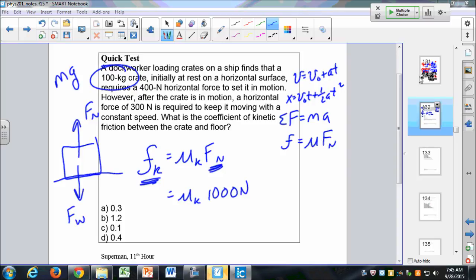And then our kinetic frictional force, it's either this one or this one. It's going to be the lower of those two because this is the force required to keep it moving. The previous one would be what kind of frictional force? The 400 newtons. That's our static frictional force, right? So this is going to be 300 newtons, and then I just solve for mu k. 300 over 1,000 is 0.3.